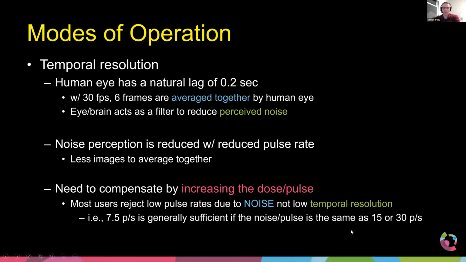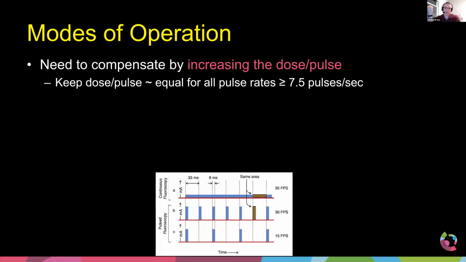And so what we want to do is reduce the amount of pulses per second because it obviously reduces the amount of dose to the patient. If you're only putting in 7 pulses versus 15 versus 30, you're obviously reducing the amount of dose to our patient. But if as you reduce the number of pulses, i.e. the dose, the image quality goes poorly, then you've done no good and the doctors will not be able to use that. And therefore, you're actually not saving dose to the patient.